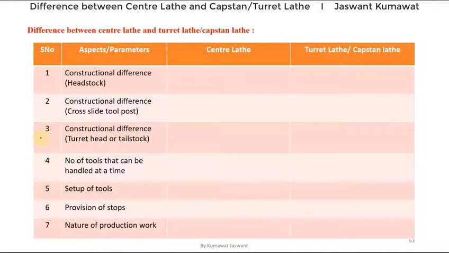Now the third difference is the constructional difference based on turret head or tailstock. The center lathe has a tailstock which is on the right side of the bed, but there is no tailstock in the turret lathe or capstan lathe. Instead of this tailstock, there is a hexagonal turret on which 6 or more tools can be mounted.